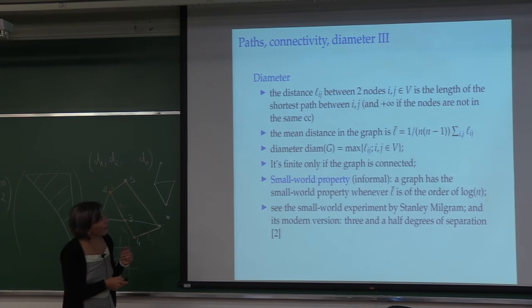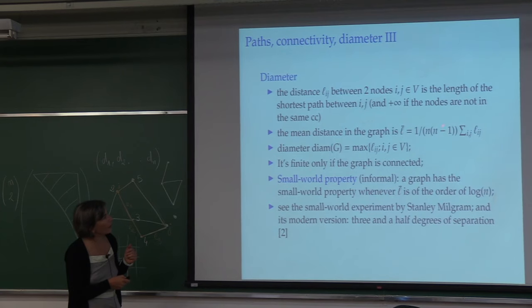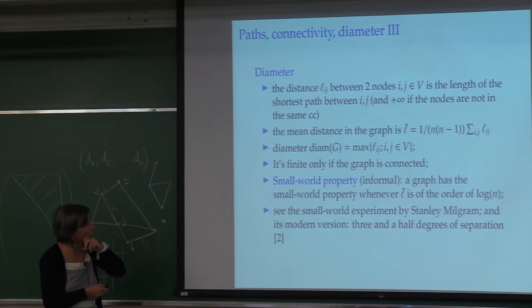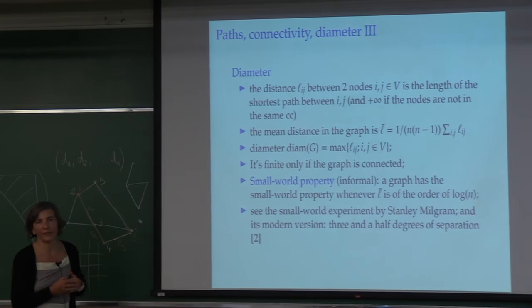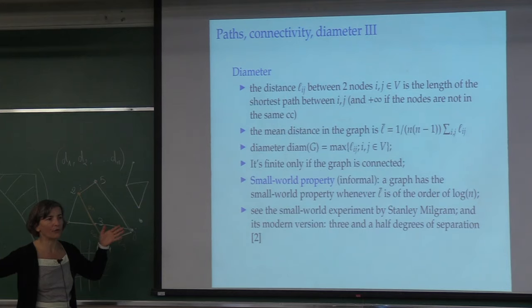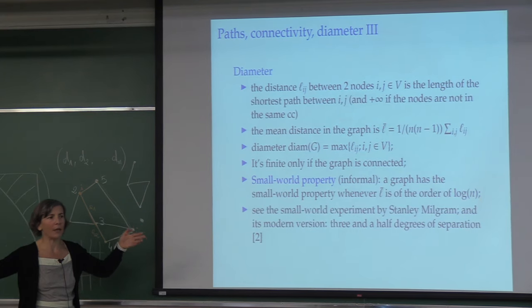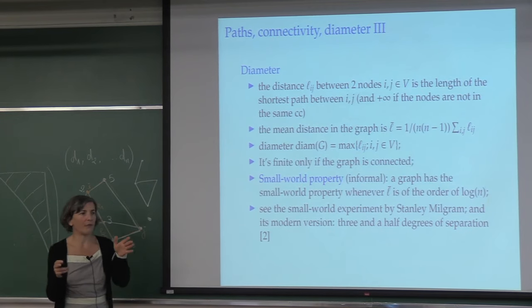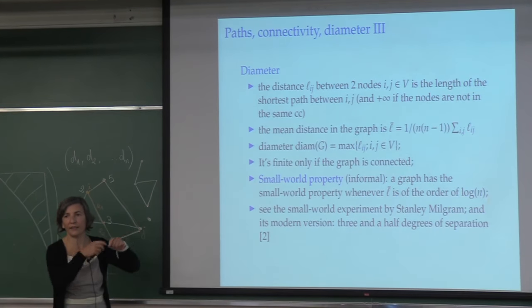Then you can look at the mean distance in a graph, which is just the sum of all the possible Lij, and you divide it by n minus 1. This is a formula for a directed graph here, but you could have the same for an undirected graph. And the diameter is the maximal value of the distances. So the diameter of the graph tells you if there are two nodes that are very far away. Okay? And if the diameter is small, it means that any time you pick two nodes, they are very close to each other in the sense of the number of vertices that separate them.